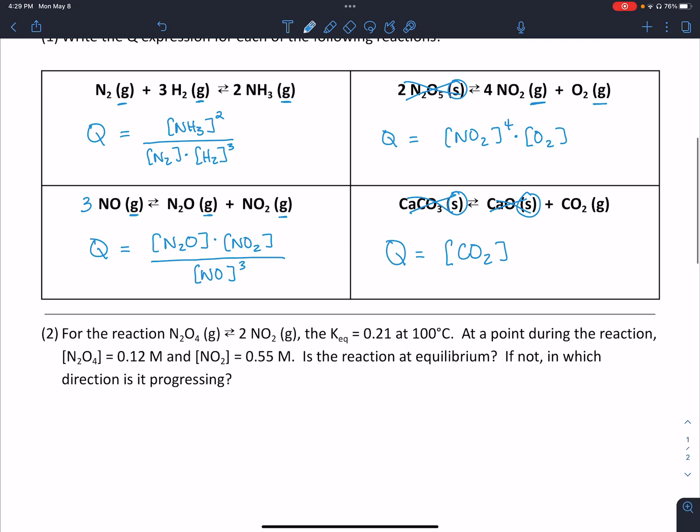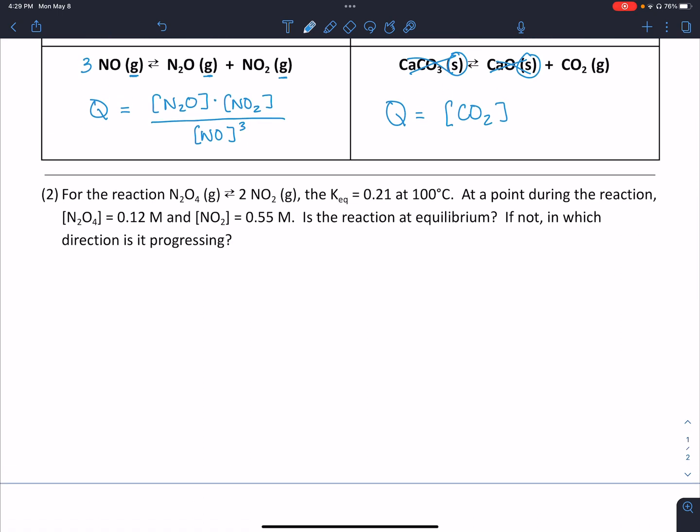Now let's try a problem. For the reaction of N2O4 gas reversibly producing NO2 gas, the KEQ is 0.21 at 100 degrees Celsius. At a point during the reaction, the concentration of N2O4 is 0.12 molar and the concentration of NO2 is 0.55 molar. Is the reaction at equilibrium? If not, in which direction is it progressing? So this question, is the reaction at equilibrium? We need to compare Q to KEQ to answer that question. So we're going to need to write our Q expression.